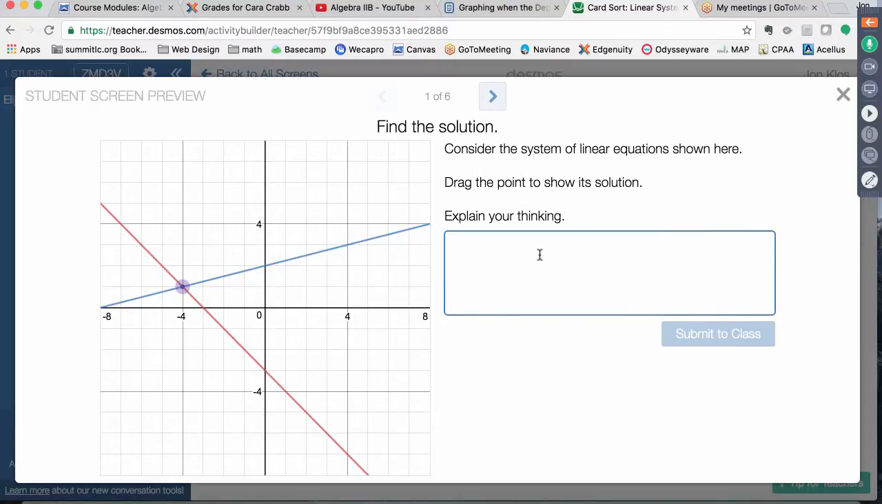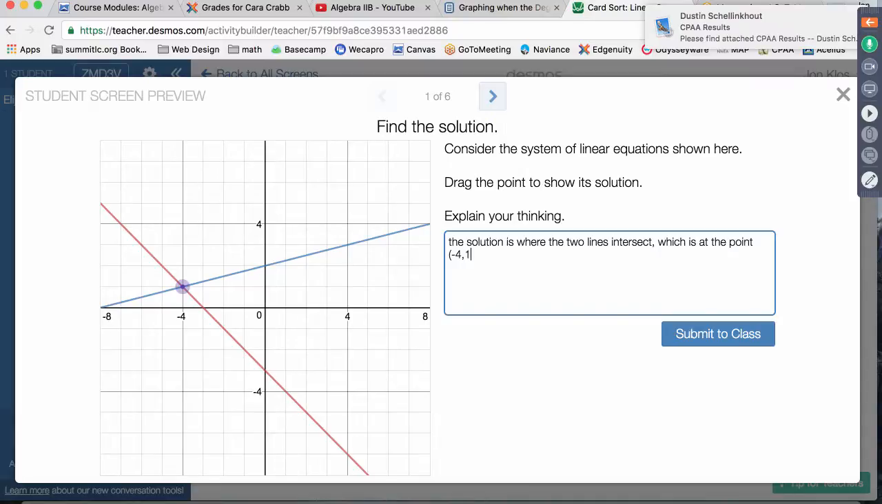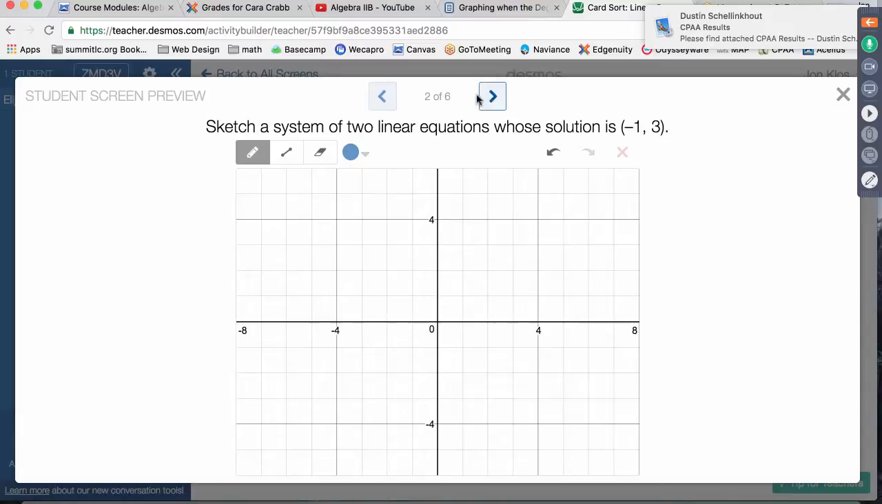And there's the solution. The solution is where the two lines intersect, which is at the point -4 and 1. All right, so we submit that. Let's move on to the next slide.